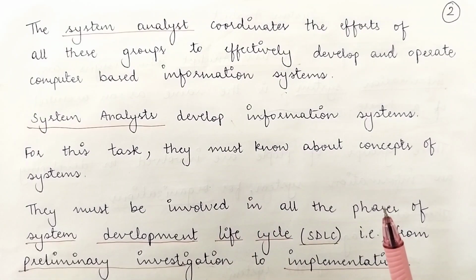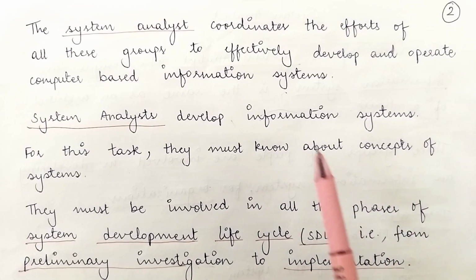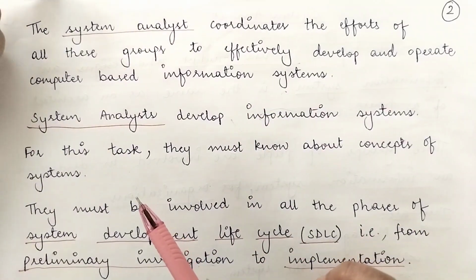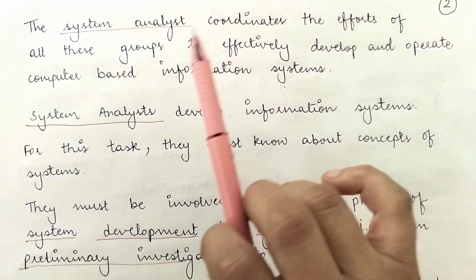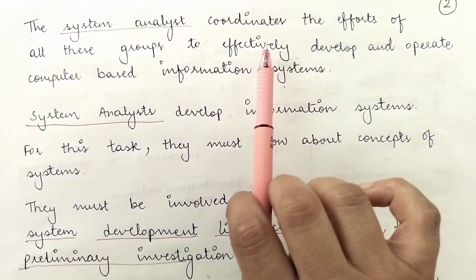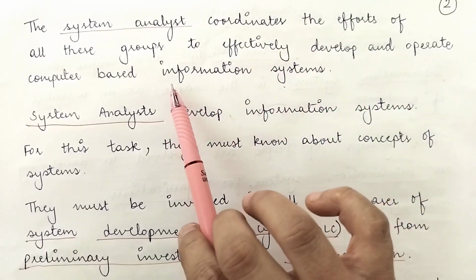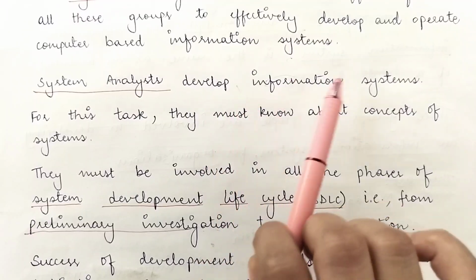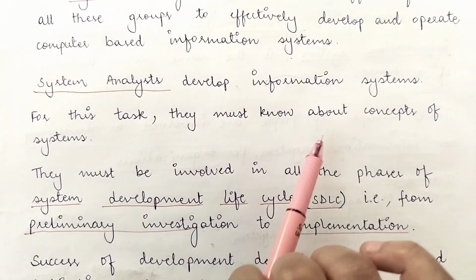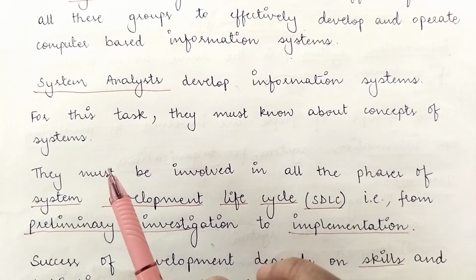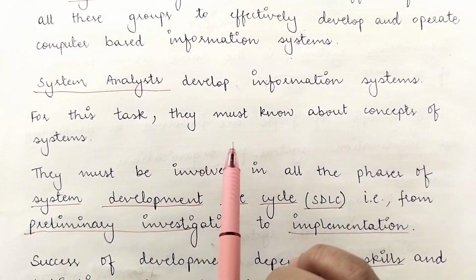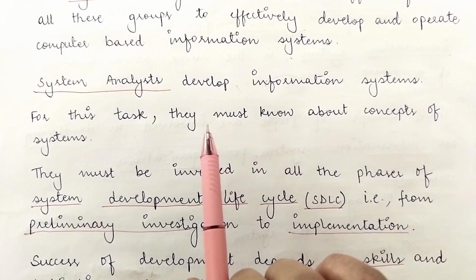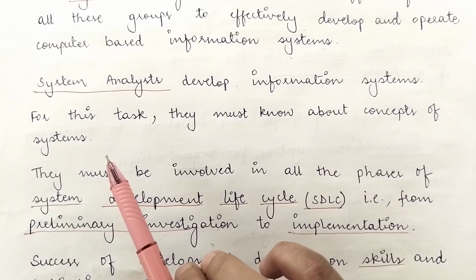Now, as I said, the managers, users, and the computer programmers are the three primary people involved in the development of an information system. So what is the system analyst doing? The system analyst is simply coordinating the efforts of these three groups so that they can effectively develop and operate a computer-based information system. The system analyst develops information systems, and for this task they must know the concepts of systems. Since it is the system analyst who would be designing and developing the information system, obviously it is very important for the analyst to know the concepts of the system, right?